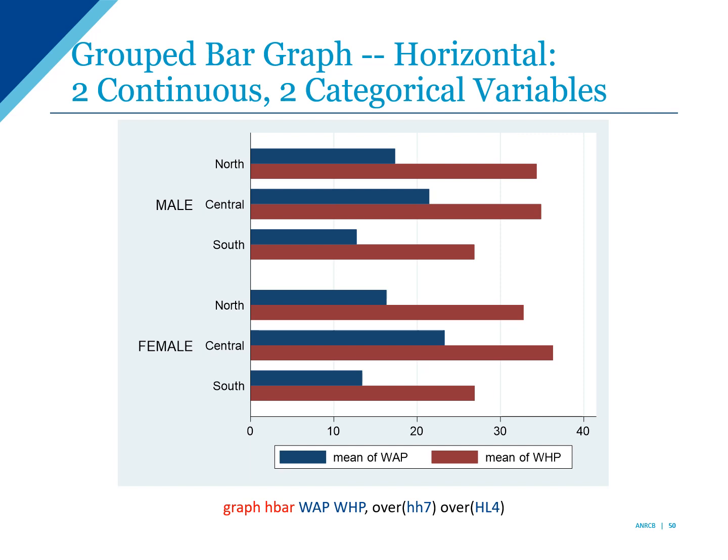This is a different kind of grouped bar graph you can create in Stata. The bars represent the means of two continuous variables, weight for age percentile in blue and weight for height percentile in red. These means are then grouped by region of Lao PDR and further split into gender. You can create this with the graph bar command, and here the hbar simply tells it to orient horizontally.